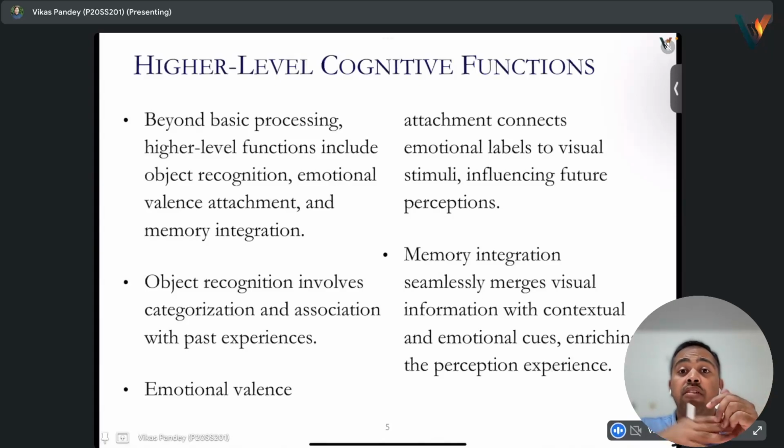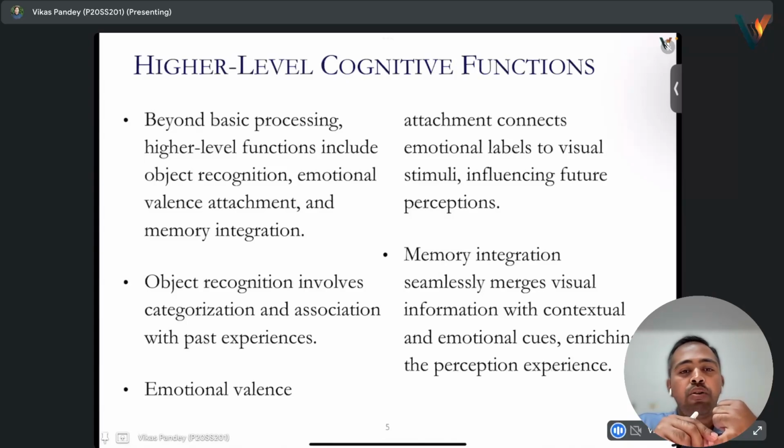Then comes the higher level cognitive function. Beyond basic processing, high level functions include object recognition, emotional attachment, and memory integration. You see something and you remember something, oh, this is related to that particular thing. Or if you see someone and from your memory you check that, okay, I have met that person. This is something like higher level cognitive function.